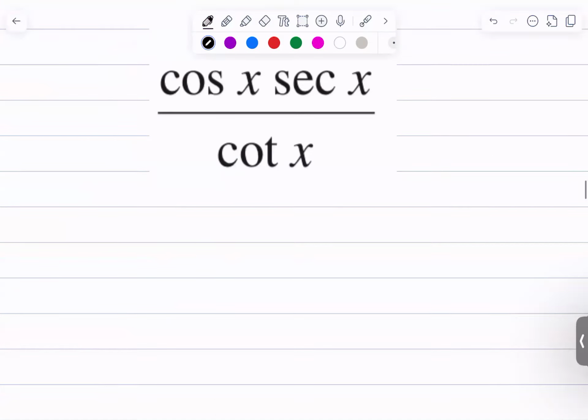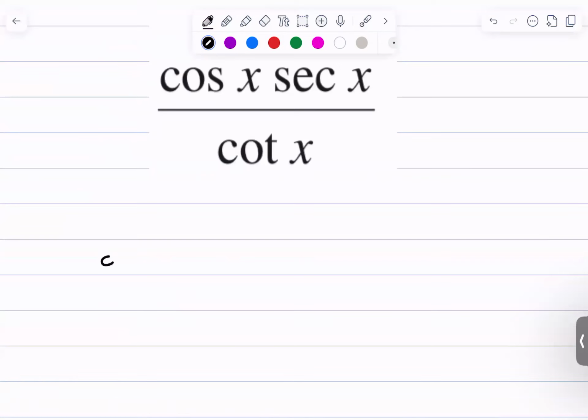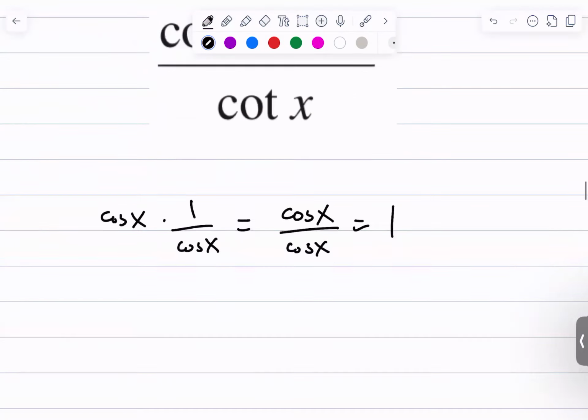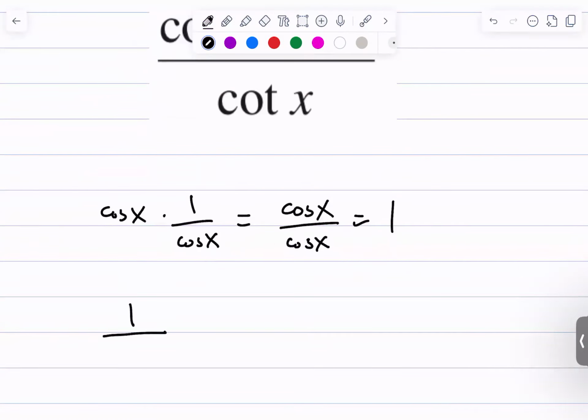Doing the same thing. Cosine x times 1 over cosine x. Simplifying this, this is cosine over cosine, which equals 1. So this is 1 over cotangent x, which is tangent x. Nice and simple, right? Okay.